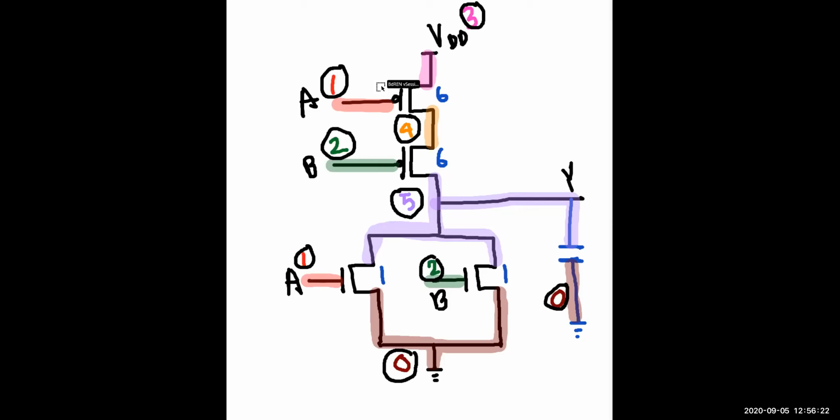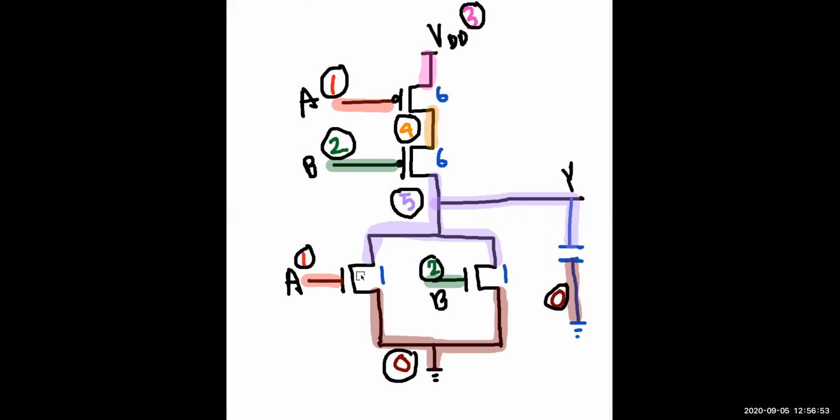Now the numbering. So this one, MPA: drain, gate, source, body. What is the drain? 4. Gate is 1. Source is what? 3. Next one: drain is 3, gate is 2, source is 5, body is 4, 4. Okay.